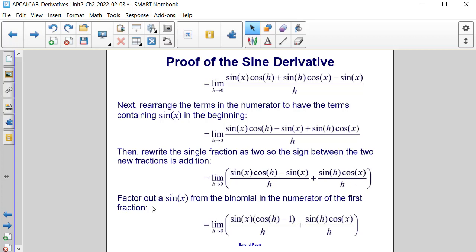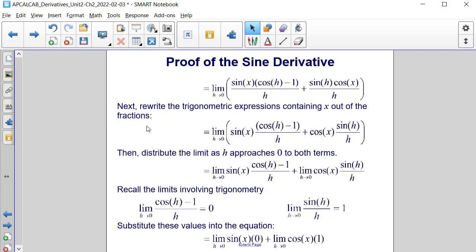We can factor out a sine of x from the binomial in the numerator of the first fraction. So we can take the sine of x out of both terms, and when we do that, we now have the limit as h approaches 0 of sine of x times the cosine of h minus 1 divided by h plus the sine of h times the cosine of x divided by h.